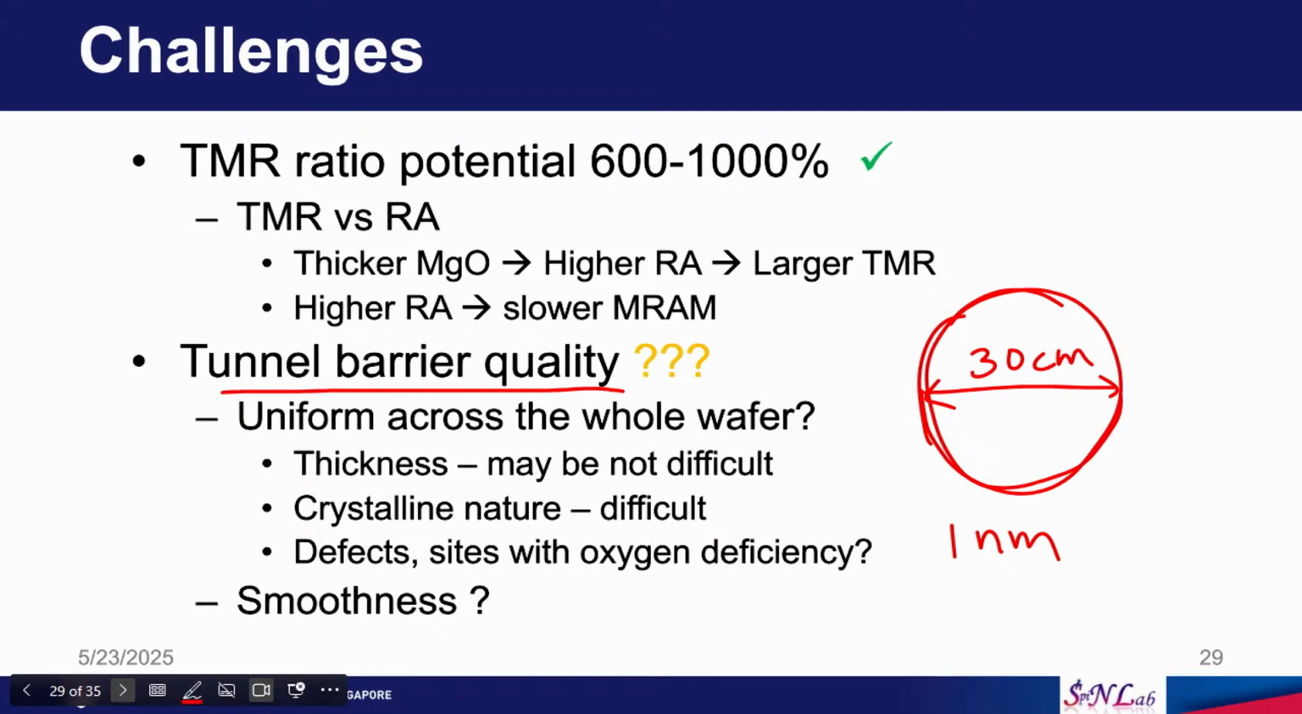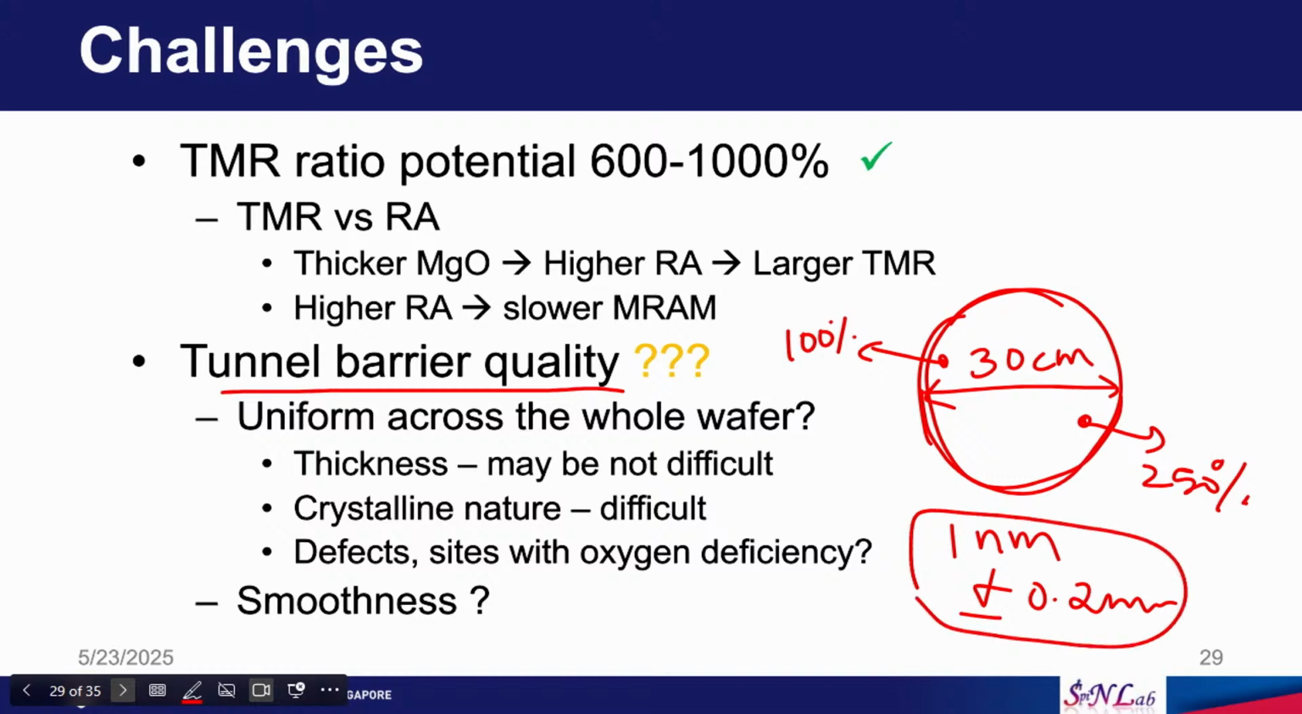If it is off by even plus or minus 0.2 nanometer, then the TMR of the device that you make here will be say 100%, and the TMR of the device that you make here may be like 250%. So, there will be huge changes in the tunneling magnetoresistance. We need to ensure that this thickness is uniform throughout the 30 centimeter wafer. This is a challenge, but industry is managing.